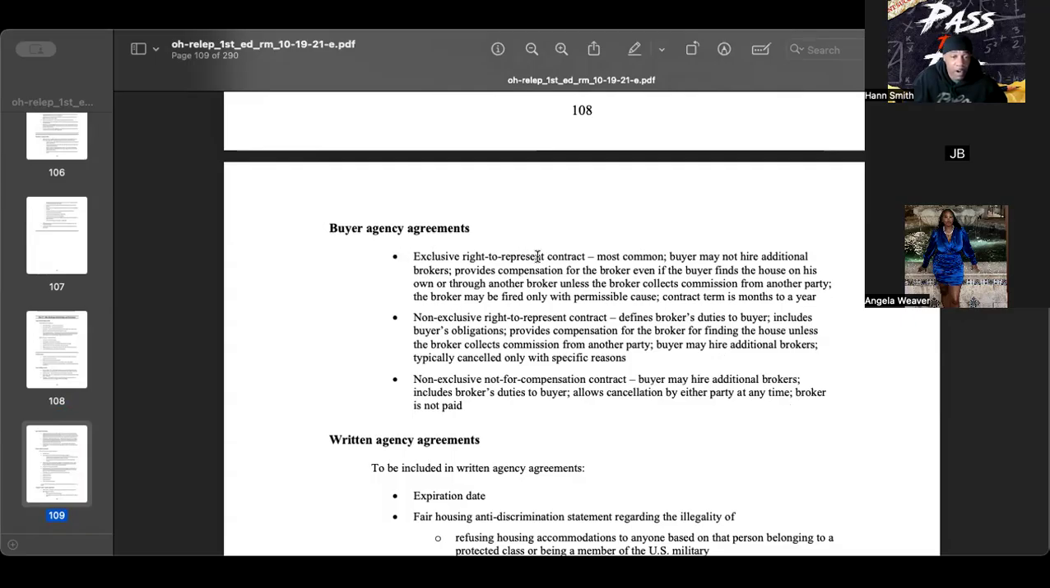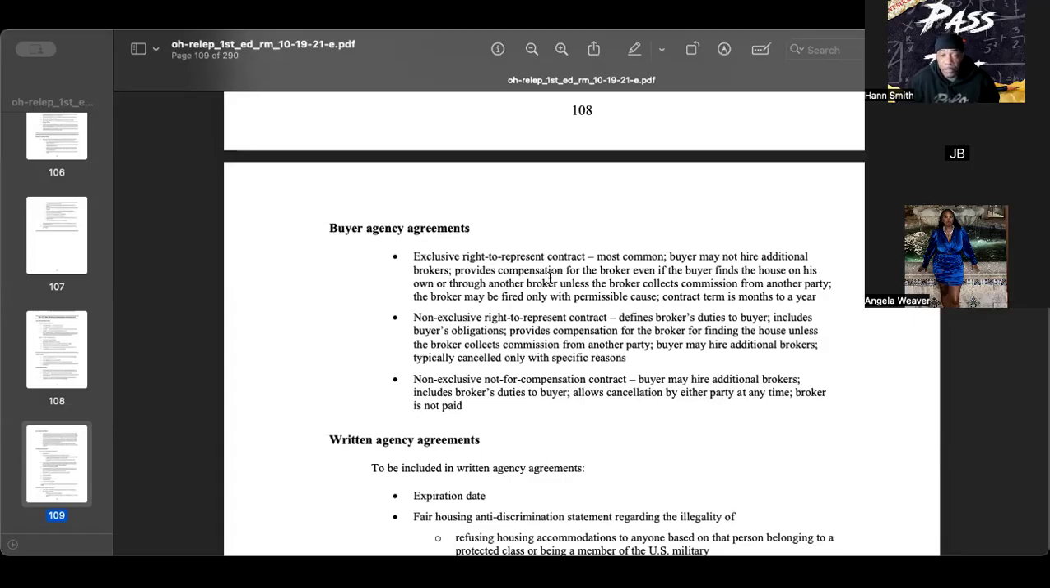An exclusive right to represent contract. Pay close attention to this because you're going to get questions about this on the test. All right. Exclusive right to represent contract is the most common. Buyers may not hire additional brokers. Let's say it again. It's the most common one. It's the best one for the buyer's agent. Buyers may not hire additional brokers. They can't have another person showing them houses over here and working with you over there in an exclusive right to represent type of agreement.